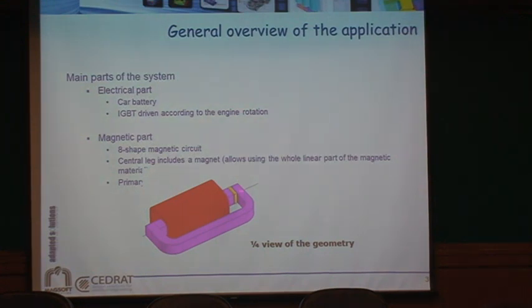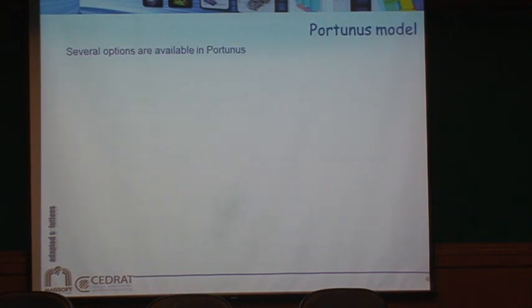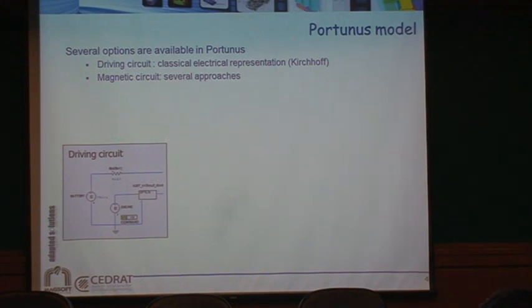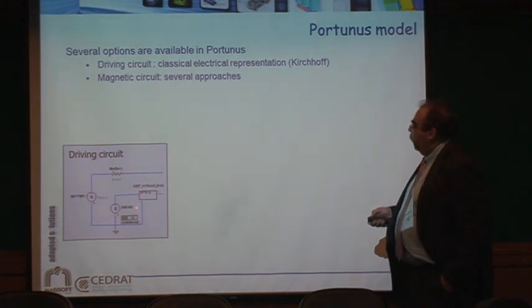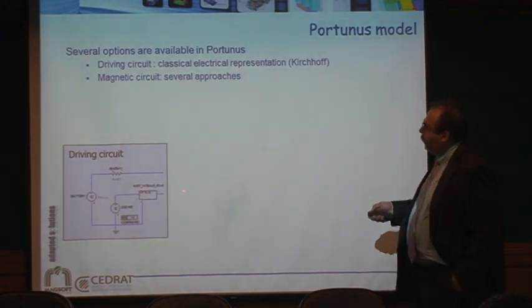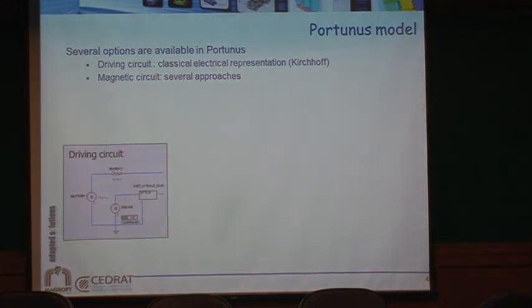That's the magnetic part. So we have a little magnet right there. In yellow, we have the circuit, and we have the coils right around. So in Portunus, we can do this in different ways. We can do the driving circuit directly from the electrical network, and the magnetic circuit. So the driving circuit is always going to be the same. We basically have the battery, we have the engine that controls the IGBT, and we have here the current that goes through. So this needs to be connected to whatever goes to the magnetics.